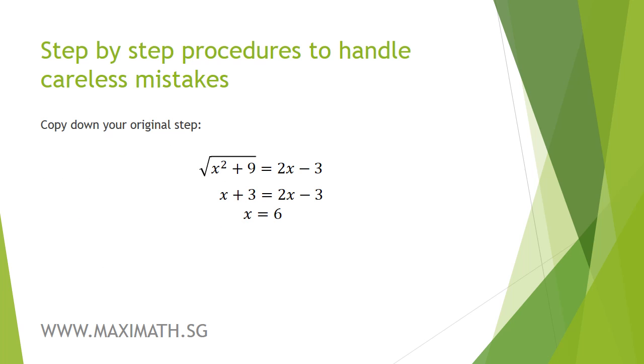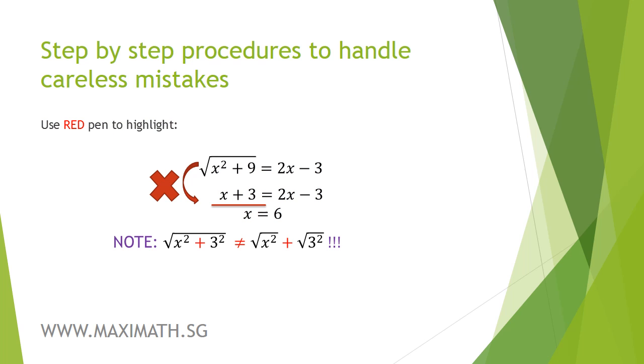For the example just now, first copy down your original steps. After that, use a red pen to draw a big cross at the place where the mistake is made, like the one I did. Also, underline the x plus 3 so you can see clearly where the mistake is. And then, we need to raise it to the concept level. The root of the mistake is actually that students thought the square root of x squared plus 3 squared can be split into the square root of x squared plus the square root of 3 squared. But this is not correct.